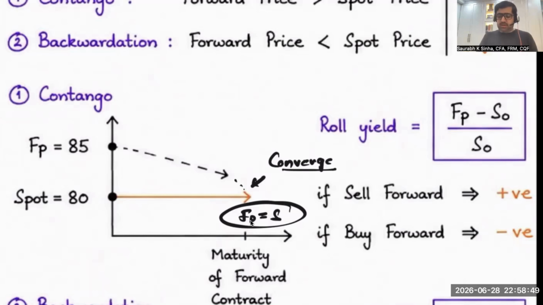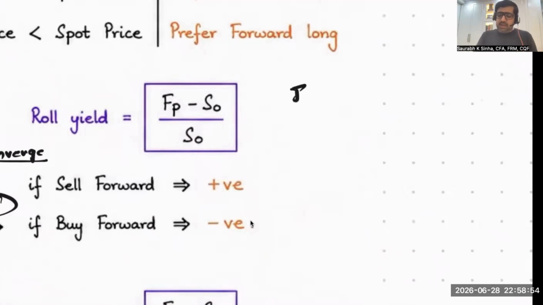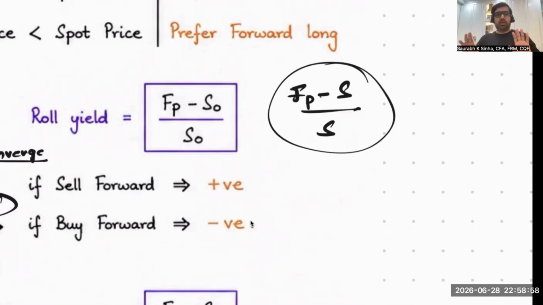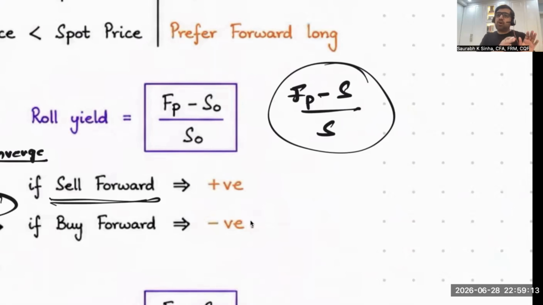So, in very simple terms, I made a profit or loss, and I'm writing it as FP minus spot price upon spot price. This is my profit and loss, and that is called the roll yield. That's it. Currently, it is positive. Why is it positive? Because I have sold the forward contract. So the formula of the roll yield is not going to change.